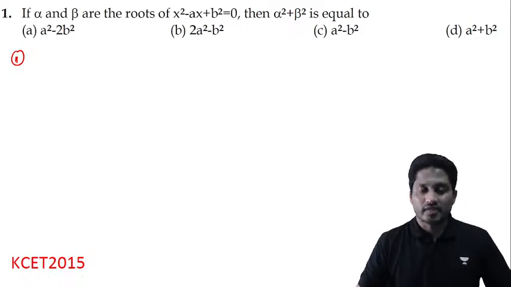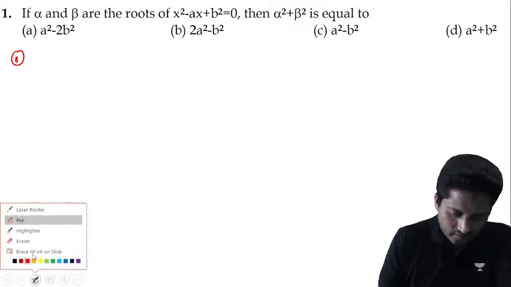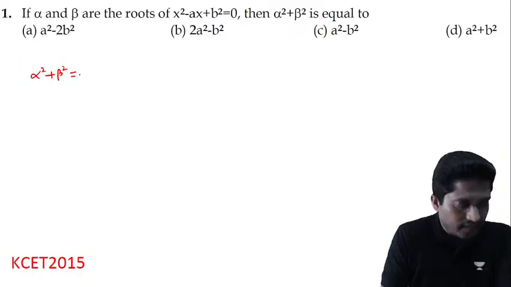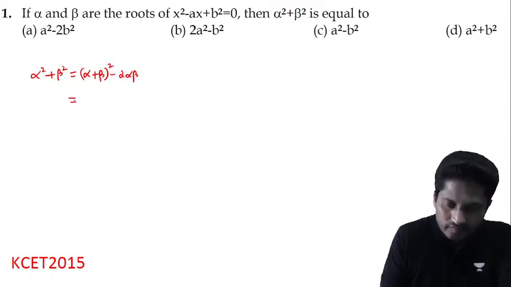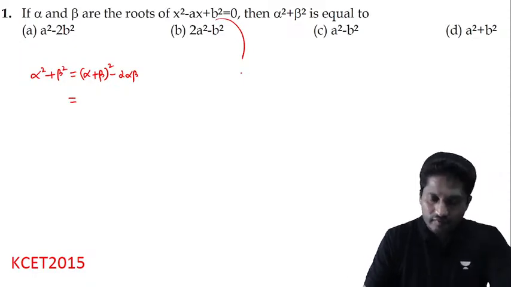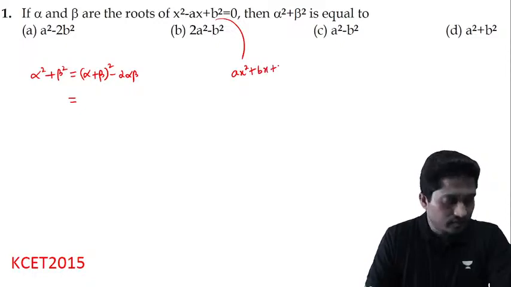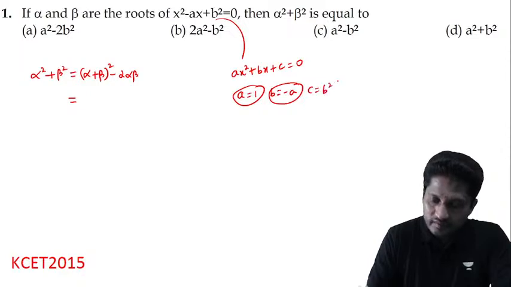If alpha, beta are the roots of the equation, then what is alpha square plus beta square? Alpha square plus beta square can be written as alpha plus beta the whole square minus 2 alpha beta. This quadratic equation is of the form ax square plus bx plus c is equal to 0. If I compare, a is equal to 1, b is equal to minus a, c is equal to b square.